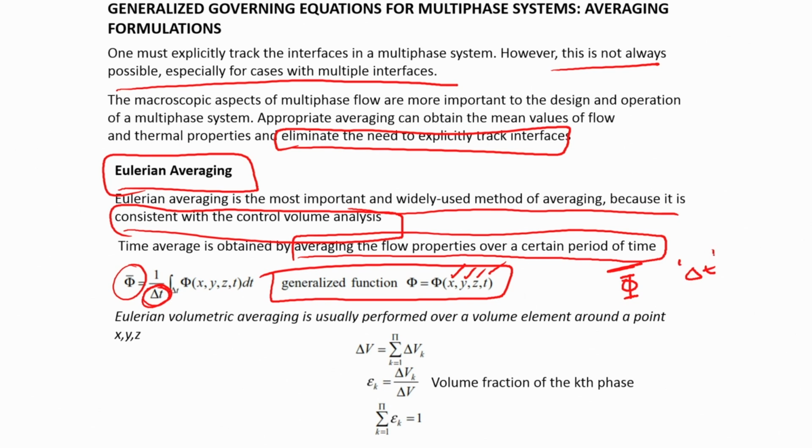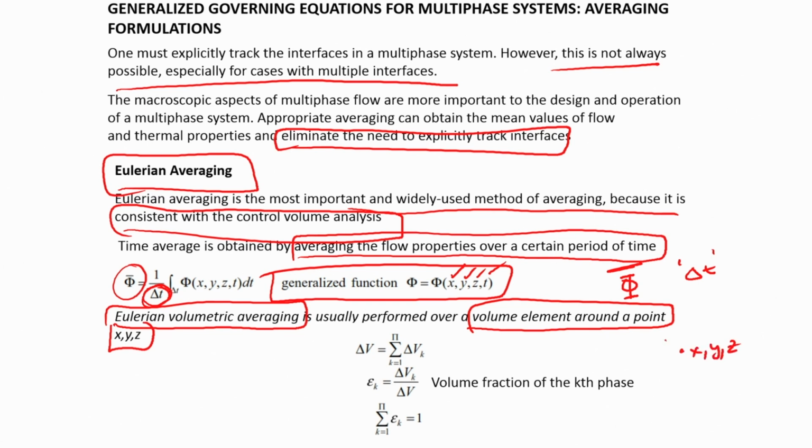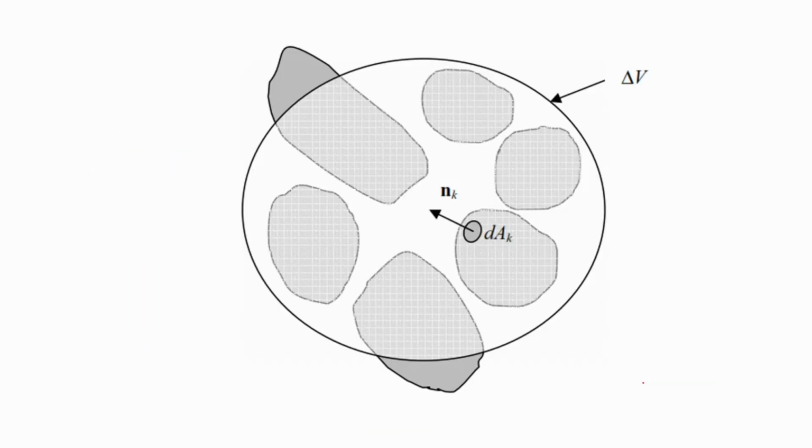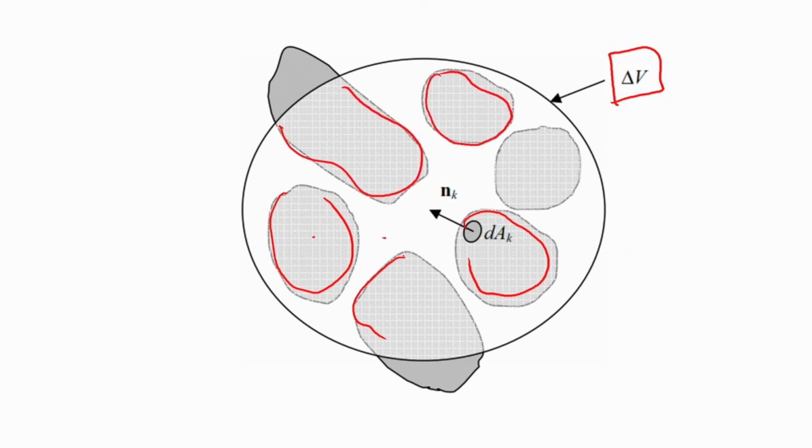If we talk about Eulerian volumetric averaging, on the other hand, it is usually performed over a volume element around a point x, y, z. There is a point in space, and the averaging is performed across one such volume. If I put this particular figure up, you will see this is the volume element delta V. It has individual patches which are basically the different phases. This is one phase, this is another phase, there can be other phases also. All these are different phases, and this is the volume element that we are talking about. Inside this volume element there are small elemental areas of the different phases, and they can be distributed in whatever way.